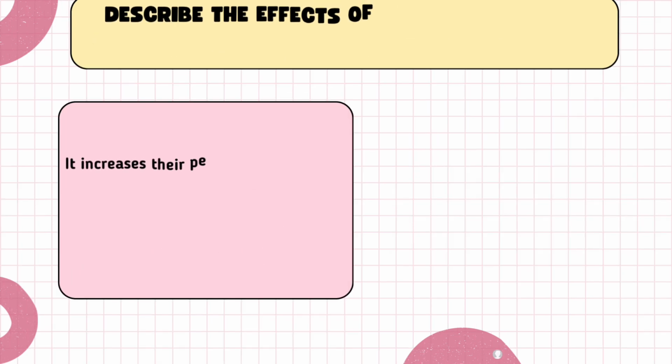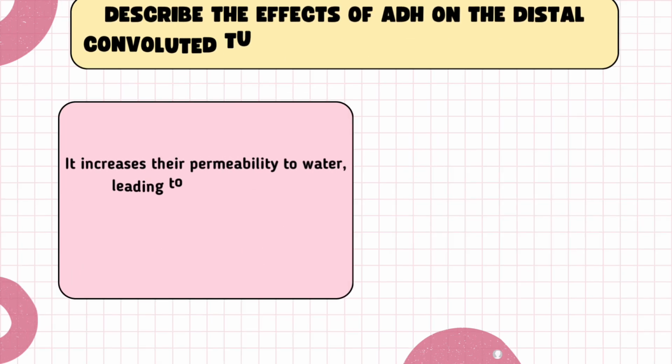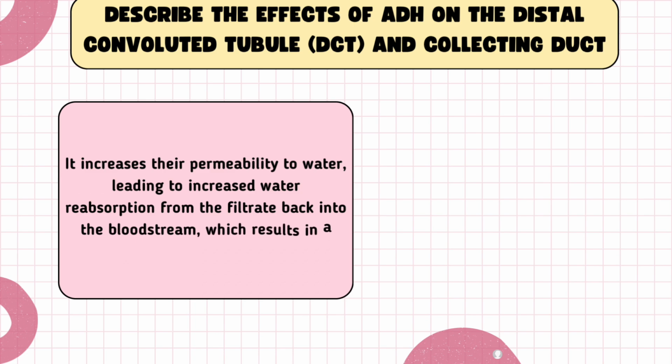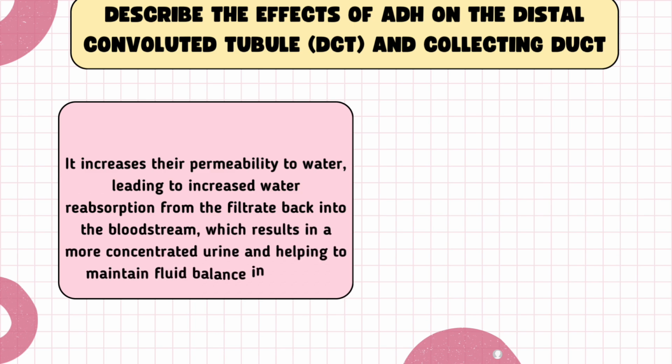All right, describe the effects of ADH on the distal convoluted tubule and collecting ducts. So it increases their permeability to water, leading to increased water reabsorption from the filtrate back into the bloodstream, which results in a more concentrated urine and helping to maintain fluid balance in our body. So pretty much a way to remember this is that ADH allows more water to be reabsorbed in these segments of the nephron when present, while a lack of ADH results in dilute urine production.